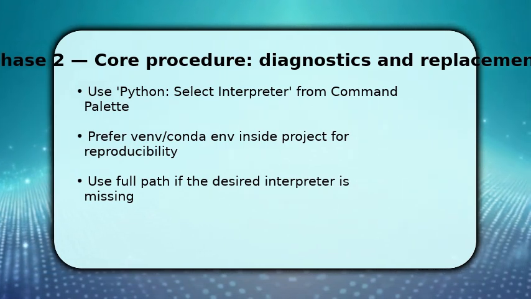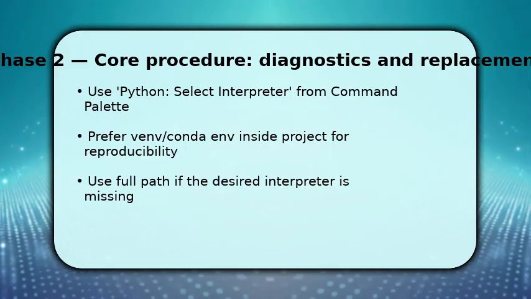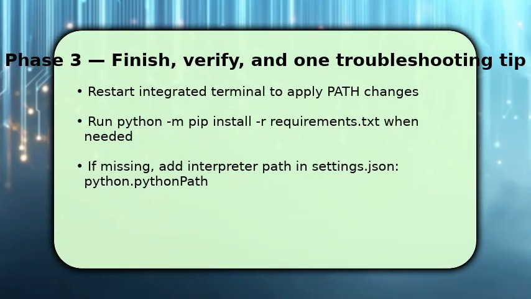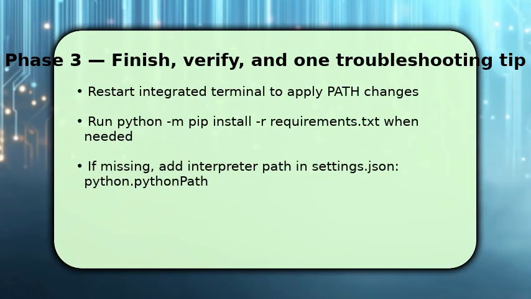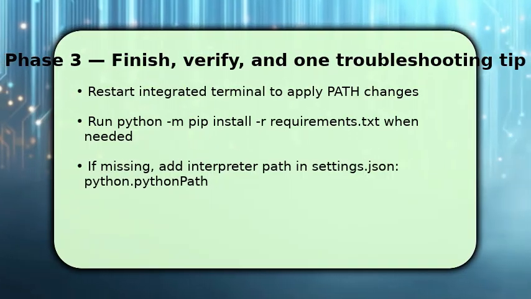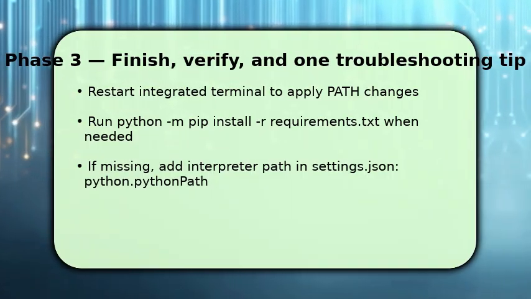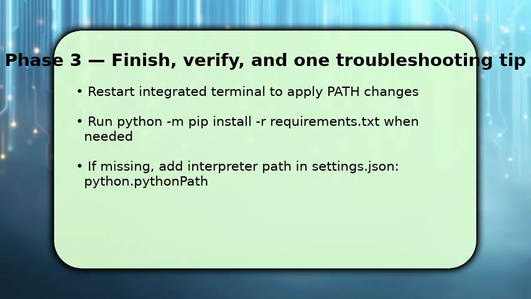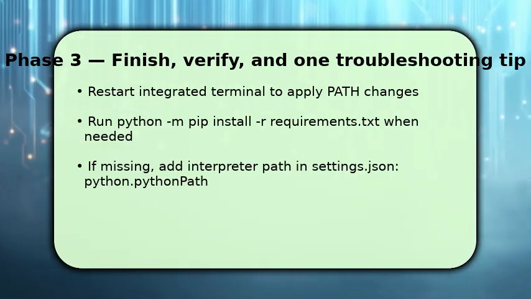You finish by validating the setup. Open a new integrated terminal and run python --version and python -m pip list. Run your tests or a simple script to confirm debuggers and linters attach correctly. If VS Code doesn't show your interpreter, add the exact path in workspace settings.